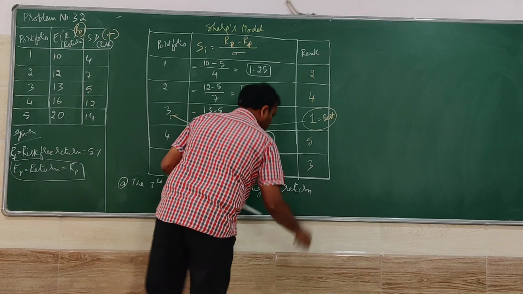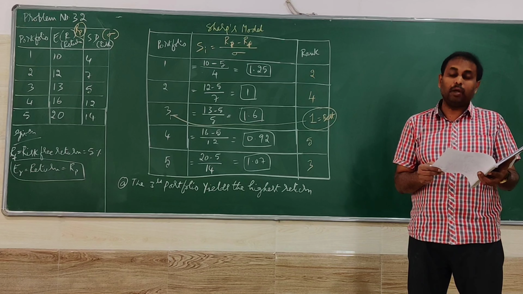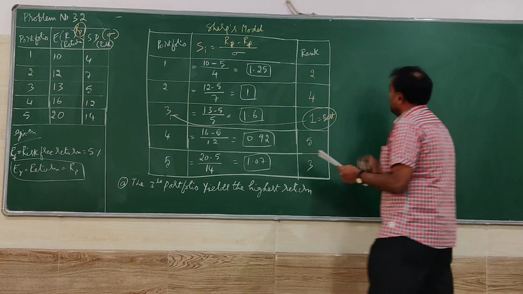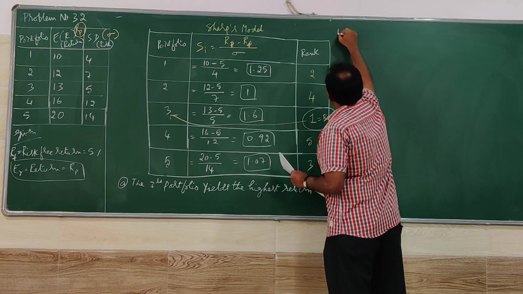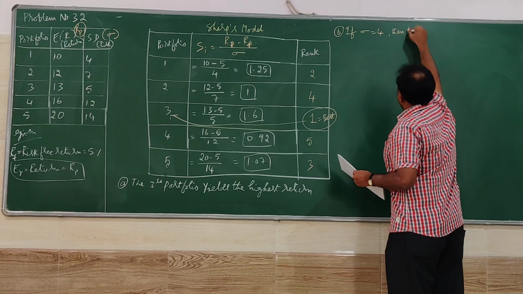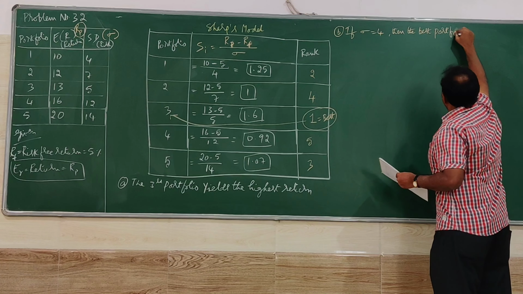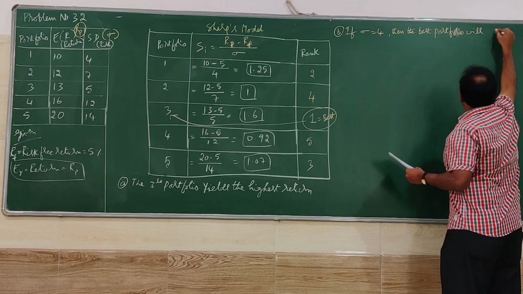Next, we move on to the second part of it. That is the second sub question. Would it be possible to earn 12% return with standard deviation of 4%? So let us see how the question goes on here. If standard deviation is 4, then the best portfolio will yield how much? Will it yield 12%? That is the question given. Let us see therein now.